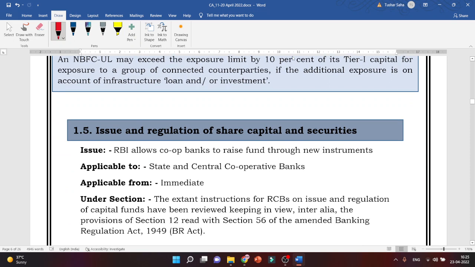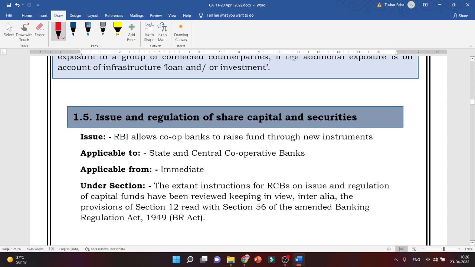Let's move to the next news article, that is issue and regulation of share capital and securities. Now, RBI allows cooperative banks to raise funds through new instruments, right? Now, this is applicable to whom? Applicable to state and central cooperative banks. Applicable immediately. Under which section? So this is one of the important things, because in at least two RBI examinations, the section was asked directly, right? So you can't ignore this.